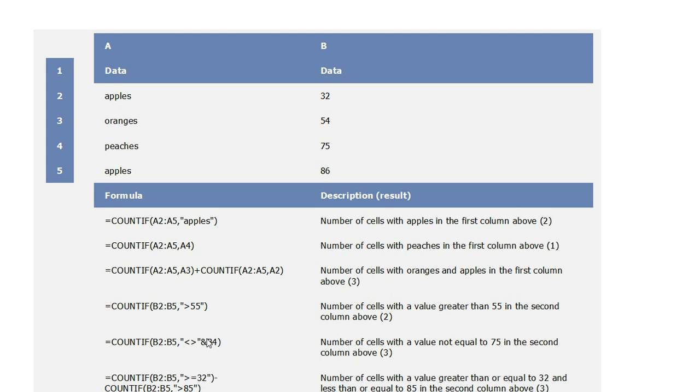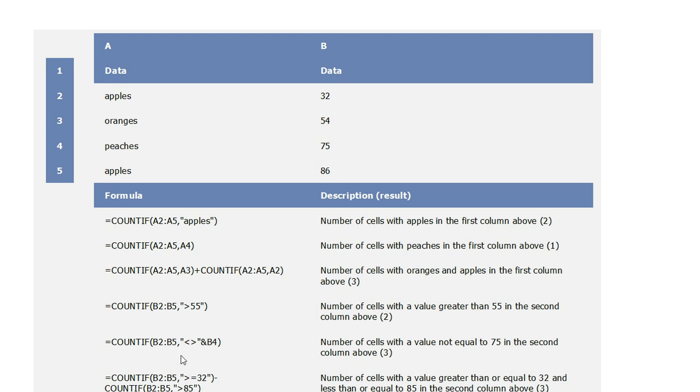So we are saying the value in B4 is what? B4, 75, right? So the values that are not equal to 75 are 1, 2, 3. So our answer must be 3. Number of cells with a value not equal to 75 in this range. That's it. We are done with this example.